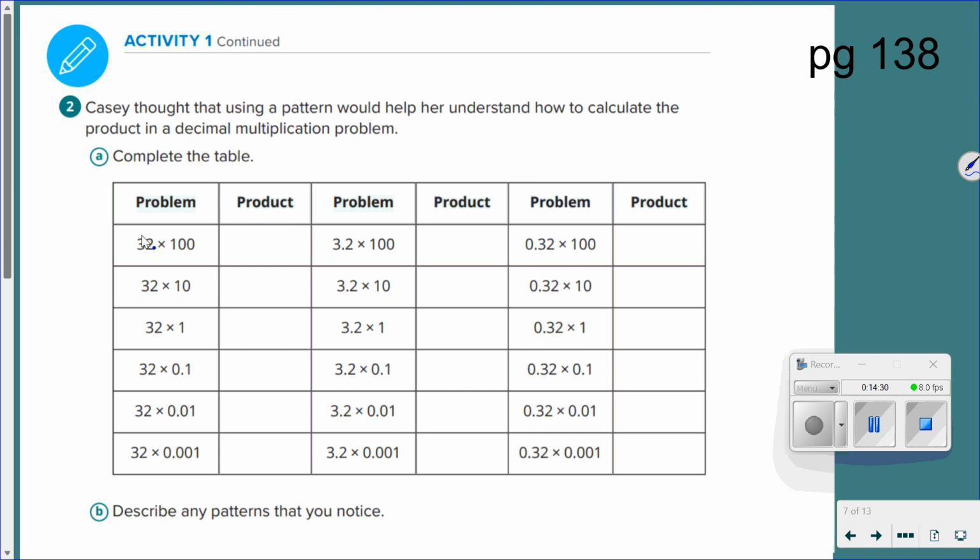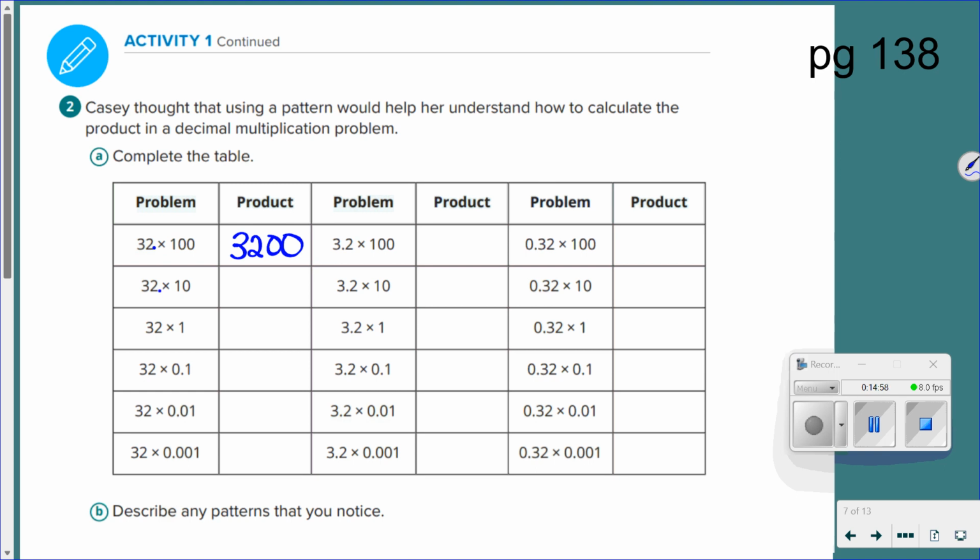If I am multiplying by a whole number, is my decimal going to move right or left? It is going to move to the right. So if I'm multiplying by 100, how many times is my decimal going to move to the right? Twice, and I get 32 with 2 zeros, or 3,200. Does that make sense?